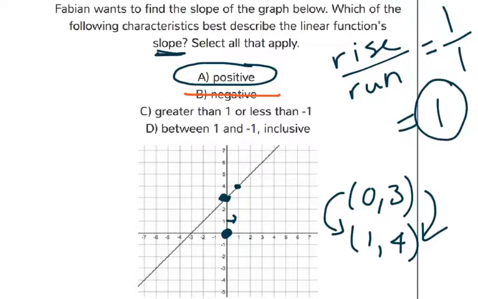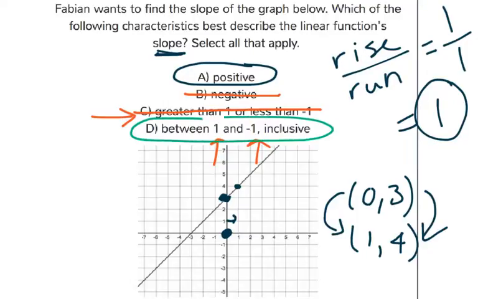Let's go back through the answers. C says greater than 1 or less than -1. It is not greater than 1, and it is not less than -1. That's not the answer. D says between 1 and -1, inclusive. Inclusive means it could be one of those boundary points, and so D is our correct answer, along with A.